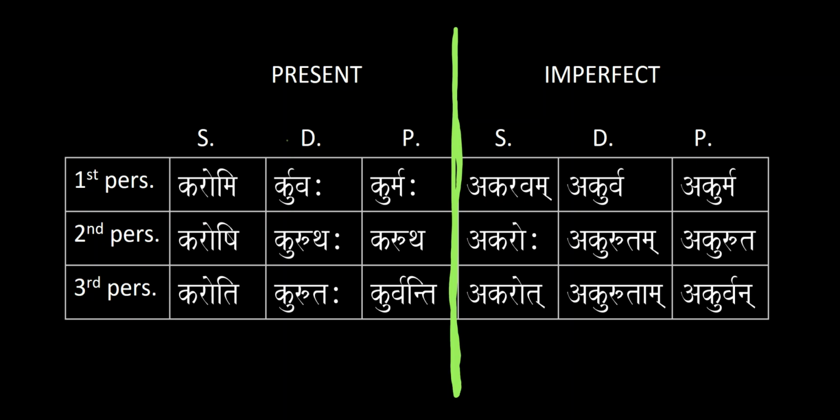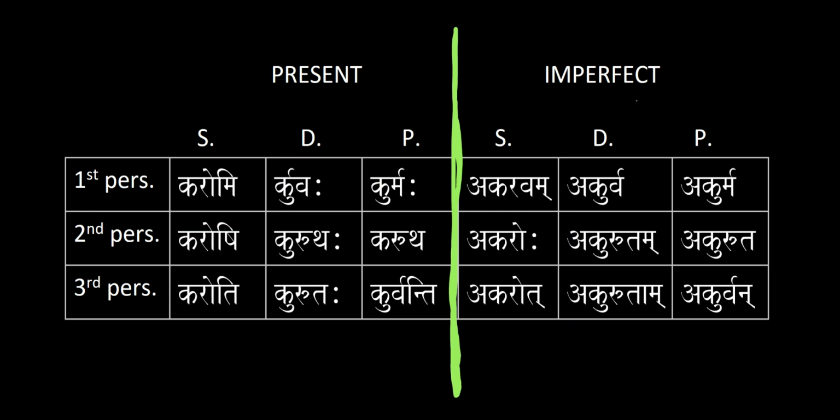First person, singular, dual, and plural. You have karomi, kurvaha, and kurmaha. Notice that this is an u and not a ri from kri. There is a rule in the eighth conjugation that turns that into an u. So that's the present tense. So that is I do, the two of us do, we all do.